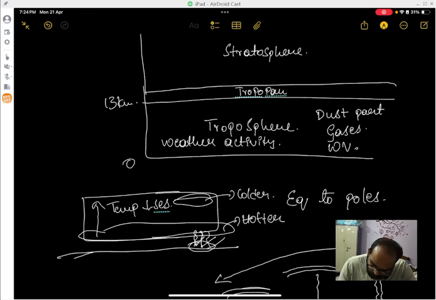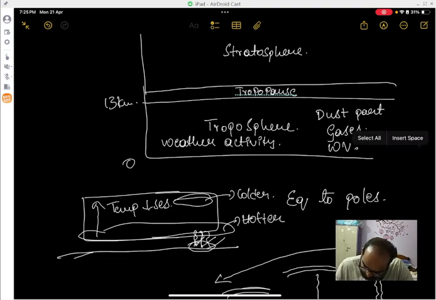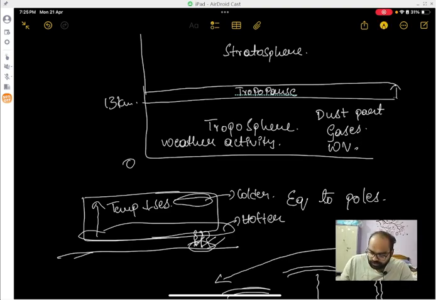We have the tropopause in between the troposphere and stratosphere. The tropopause is nothing but a transition layer or zone between the two layers of the atmosphere, that is, between the troposphere and stratosphere. What happens in the tropopause? The temperature remains constant as we move from lower levels to upper levels of the tropopause.